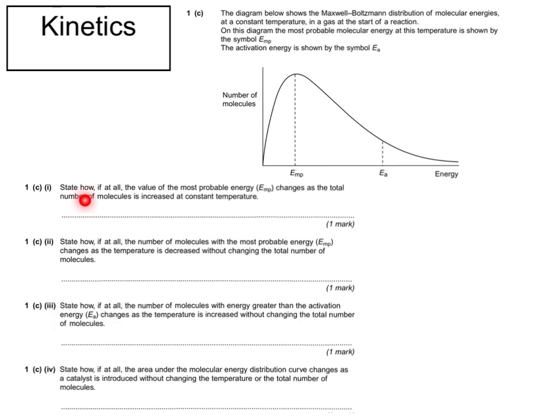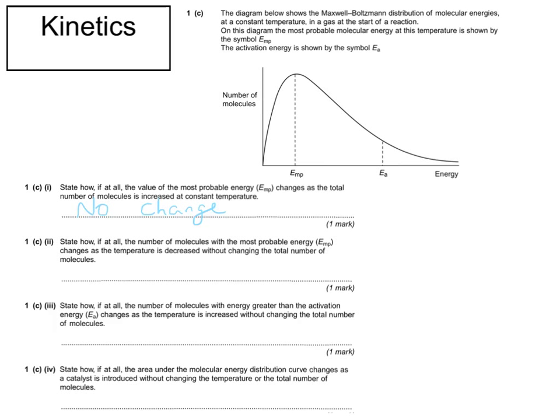So you've just got to think about what will happen to the curve if you change the conditions. The first question says, state how, if at all, the value of the most probable energy, i.e. the peak, changes as the total number of molecules is increased at a constant temperature. So at a constant temperature, and with more molecules, all this graph will do is just follow the same line, but just be a little bit taller, because there's more molecules in this experiment. And so if all it happens is it gets taller, the peak will stay in the same position. So that means there's no change in the most probable energy.